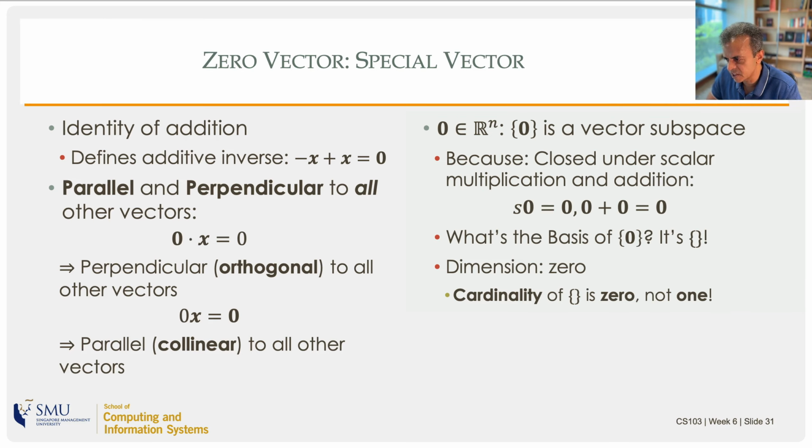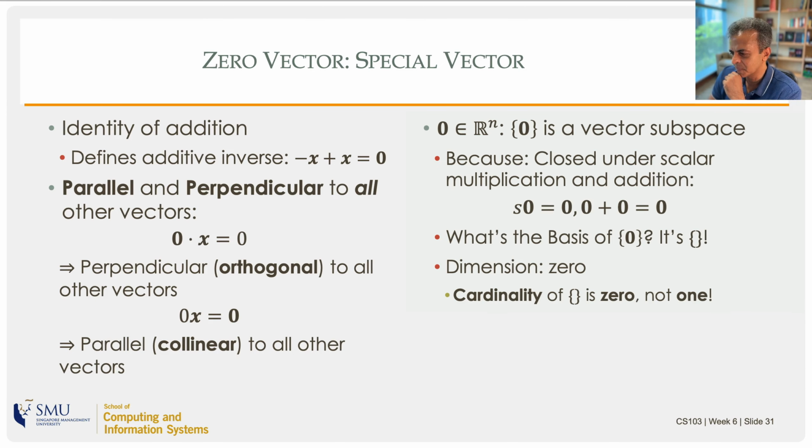What's the basis of this subspace that contains only the 0 vector? You might be tempted to think that it is a set that contains the 0 vector, but it's actually an empty set. In other words, you don't have to specify anything at all, which is a bit weird. The dimension of this subspace is actually 0. The cardinality of the basis set is 0.